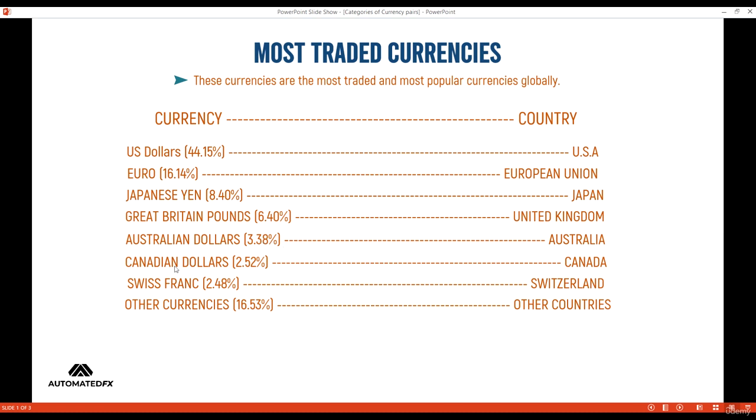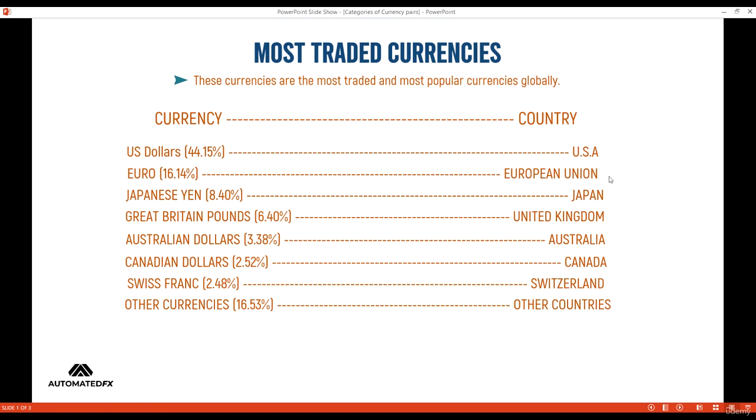Then we have the Canadian dollar at 2.52%, the Swiss franc at 2.48%, and then we have other currencies. These other currencies comprise all the other currencies in the world. They just make up 16.53% of global trade.